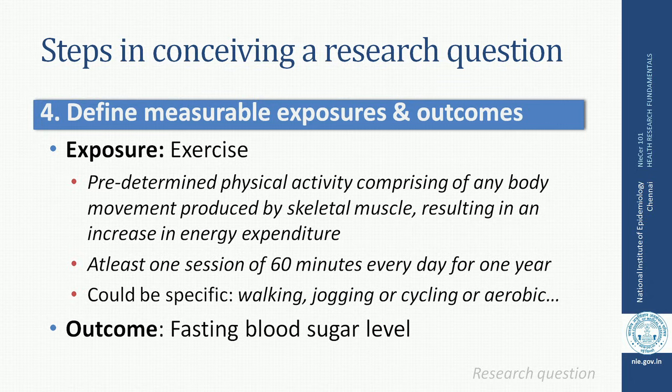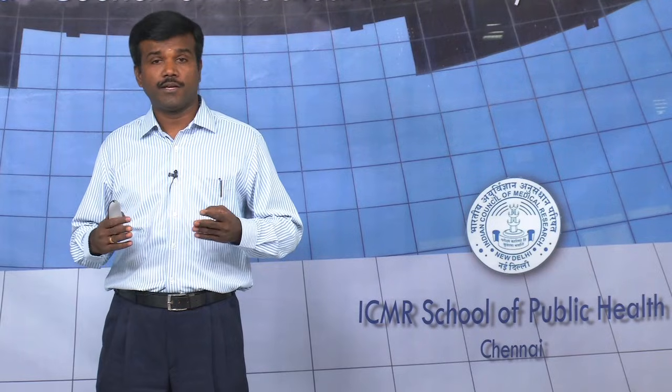The fourth step is to now tighten up the framing of exposure and outcome. For example, here exercise could be defined as a predetermined physical activity comprising of a body movement produced by muscles resulting in an increased energy expenditure. At least one session of 60 minutes every day for 1 year. You can be specific about this exercise or physical activity by specifying whether it is walking, jogging, cycling or aerobic or even dancing.